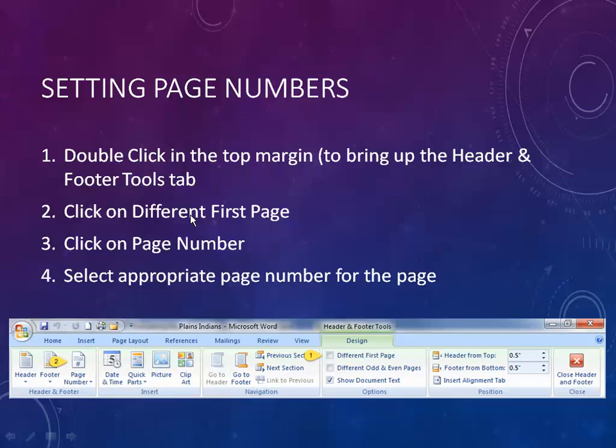Page numbers. To set them, you're going to double click at the top margin of your document. That'll bring up the header and footer tools tab. Click on the different first page button. Then you're going to click on the page number button and select the appropriate page number for the page that you are on. If you're on the first page, it'll be the bottom middle, and if you're on the second and all other pages, it'll be the top right.